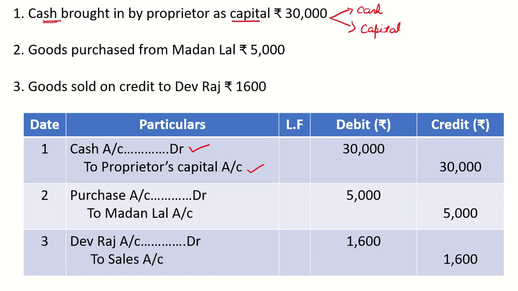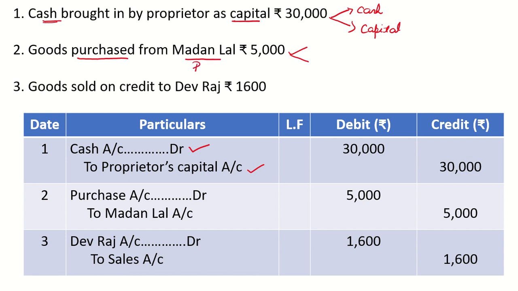So cash account to proprietor's capital account 30,000. Okay, so we'll see the second entry: goods purchased from Madan Lal rupees 5,000. The two accounts which get affected here: they are purchasing the goods, so purchase account gets affected, purchase account or goods account. Okay, they are taking it from Madan Lal.